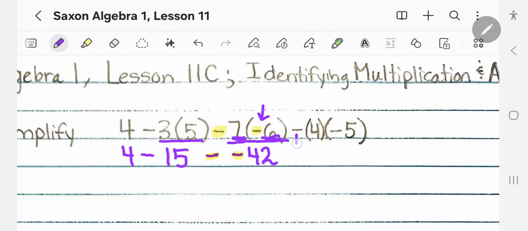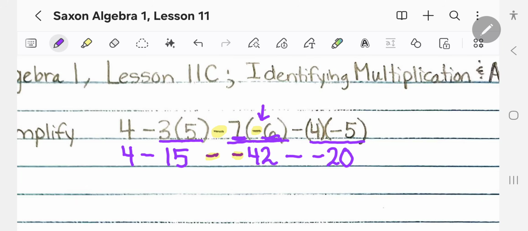We're going to copy down this minus sign. And we can do this multiplication. 4 times 5 is 20, but a positive times a negative is a negative. So negative 20. Okay? For these, it's really helpful to check as you go. Do a little and then check yourself, okay, to see if you're making errors.